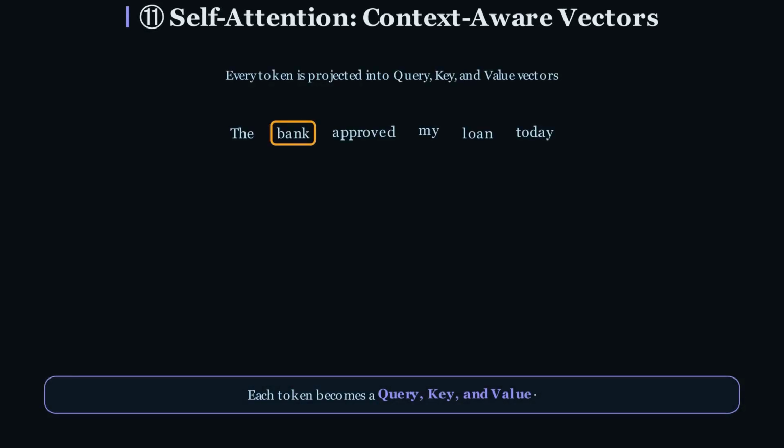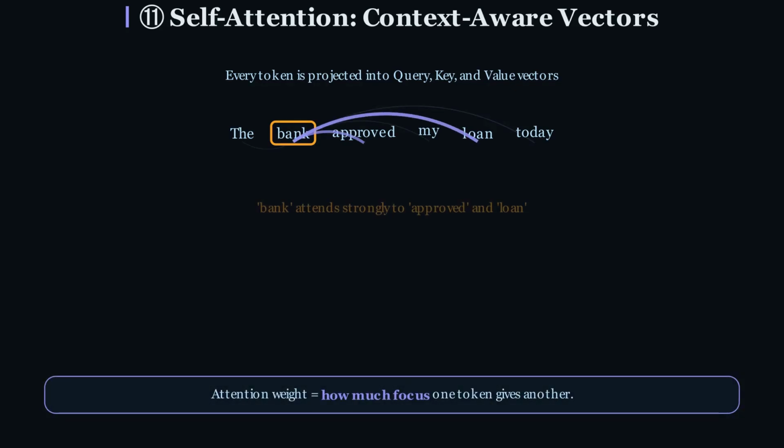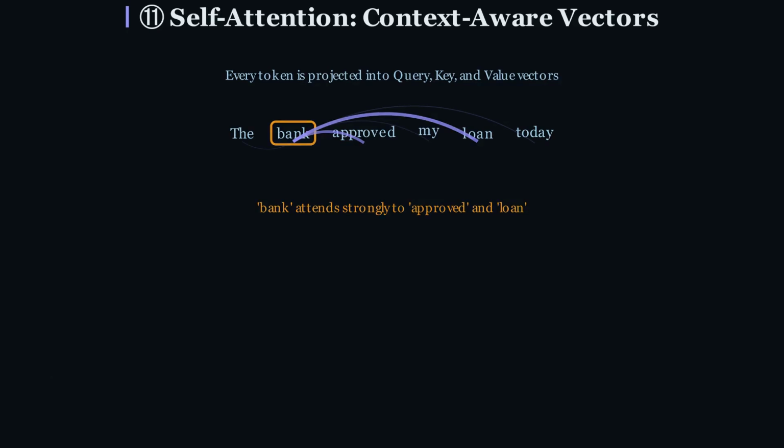Inside a transformer, every token, including bank, is projected into 3 vectors: a query, a key, and a value. The query asks, what am I looking for? And the keys let every other token answer, here's what I offer. The model computes an attention weight between bank and every other word. Here, bank attends strongly to approved and loan, and only weakly to the and today.